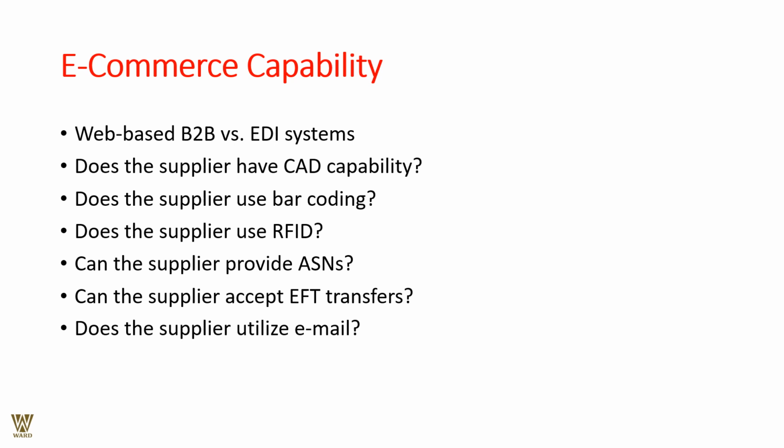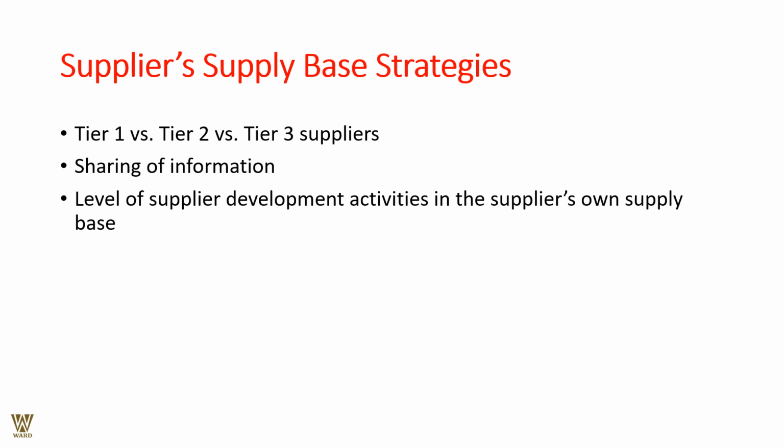Does the supplier use RFID, or radio frequency identifiers, as the case might be? Does the supplier use ASNs? What is an ASN? It is an advanced shipment notice per se, as we are talking about it. Are we talking about EFT, electronic fund transfers? Does the supplier utilize email? So it is advanced shipment notices, electronic fund transfers, emails. How do we go around it?